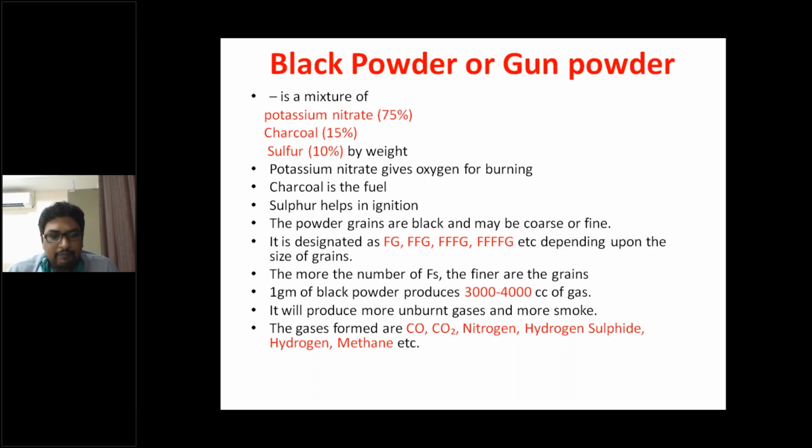One gram of black powder produces about 3000 to 4000 cc of gas. It produces more unburnt gases and more smoke. The gases formed are carbon monoxide, carbon dioxide, nitrogen, hydrogen sulfide, hydrogen, and methane, etc. These are some of the gases formed once the black powder or gunpowder is fired or burnt.